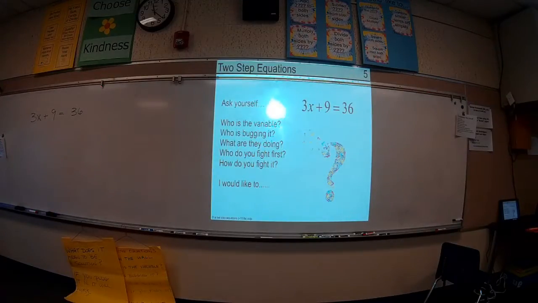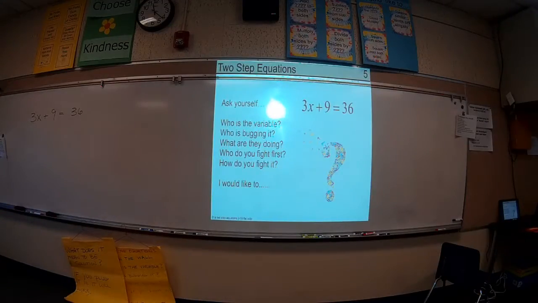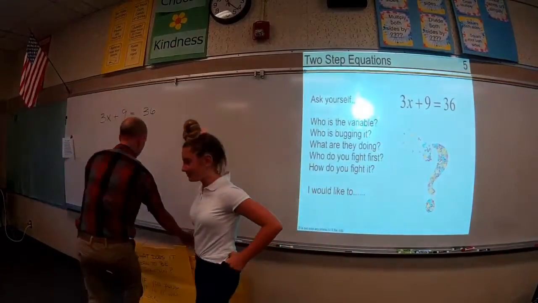So we're going to do a little skit to kind of explain this. And since Greenlee wants to come up, you can come up and see. Bring the backpack. Greenlee is the 3. The X is the backpack. Maddie can be the 9. Someone can be the equal sign, and someone else can be the 36. Let me move these guys out of our way.